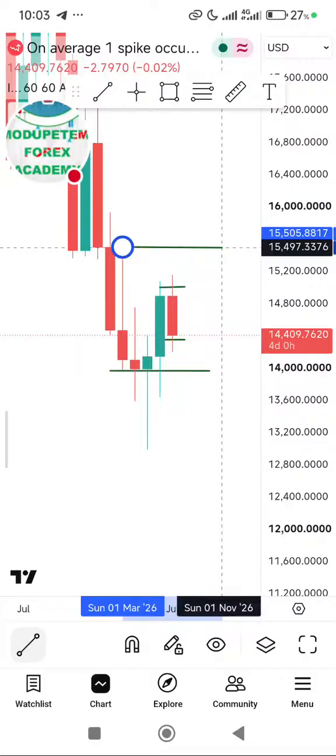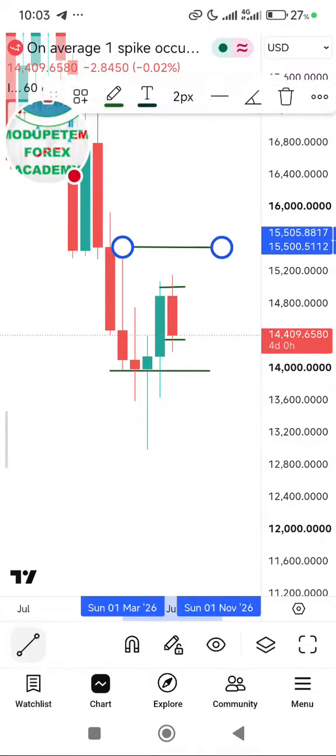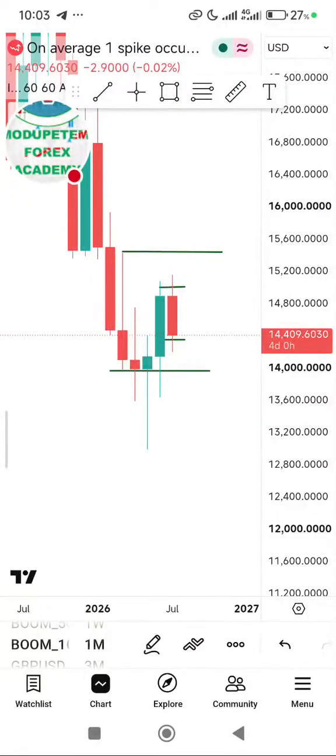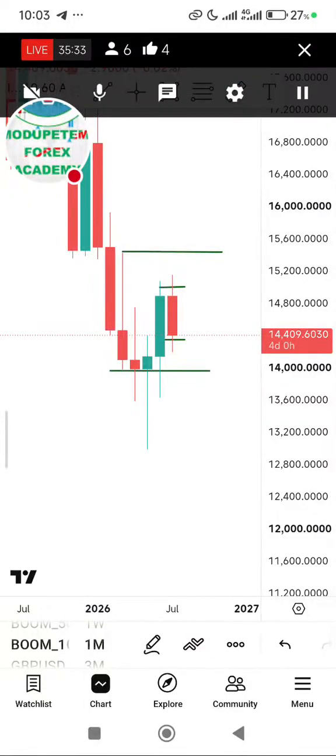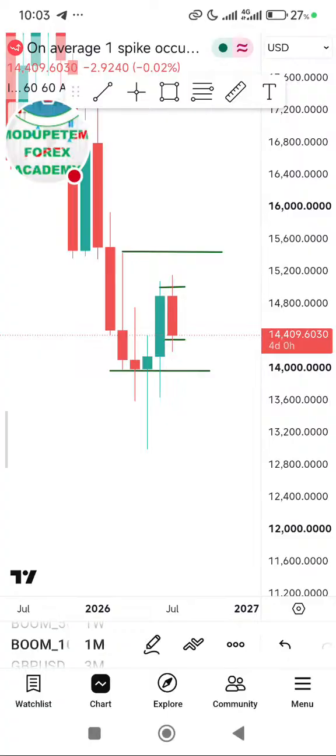So whichever way around, I expect them to take out this high. This is my daily range. This is my daily range on it.